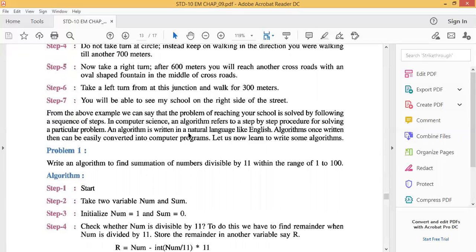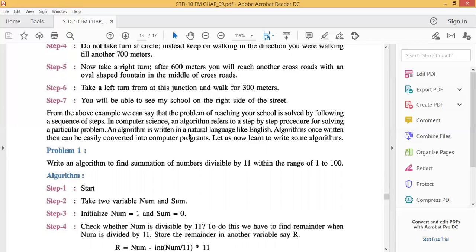An algorithm is a step-by-step procedure for solving a particular problem. An algorithm is written in natural language like English. These two lines are very important for the algorithm. An algorithm, once written, can be easily converted into computer programs.